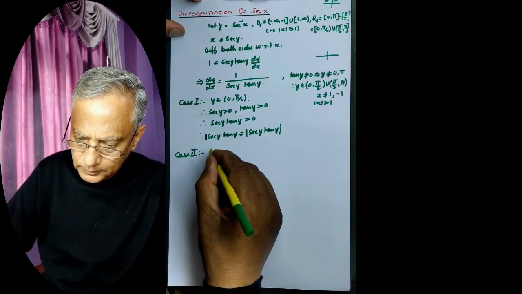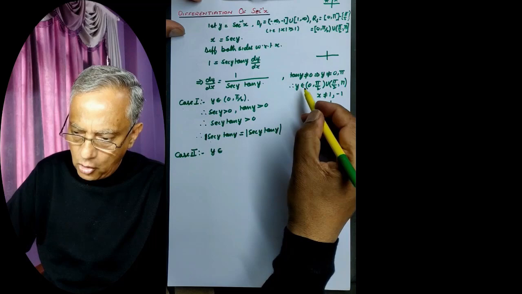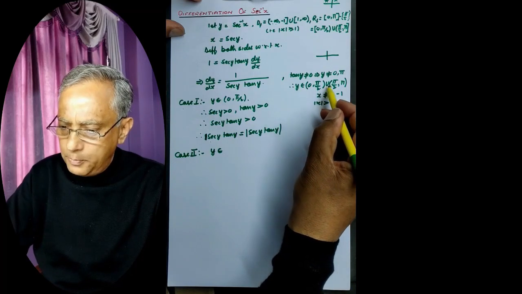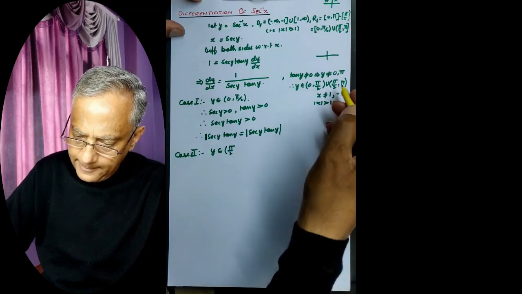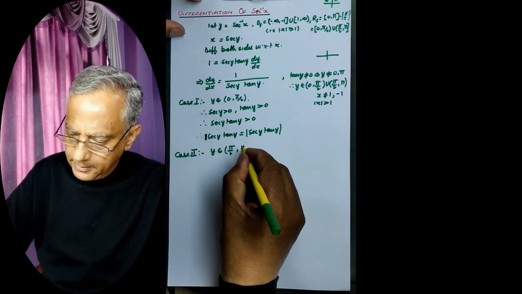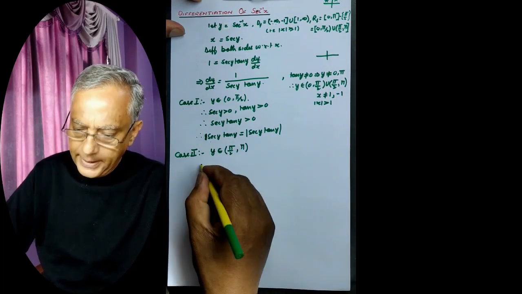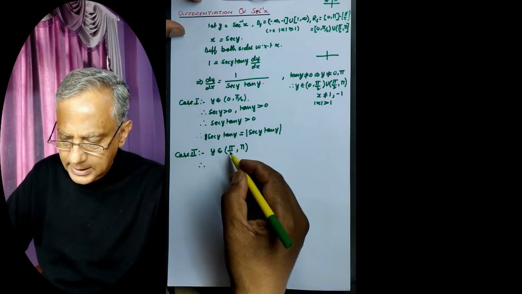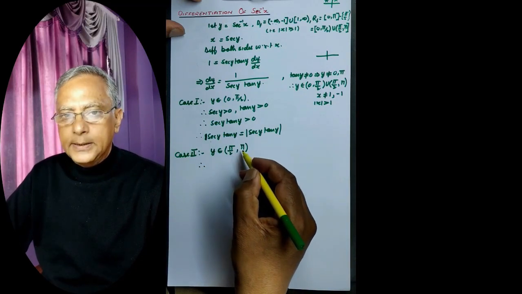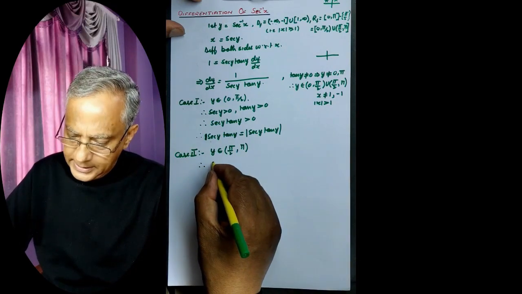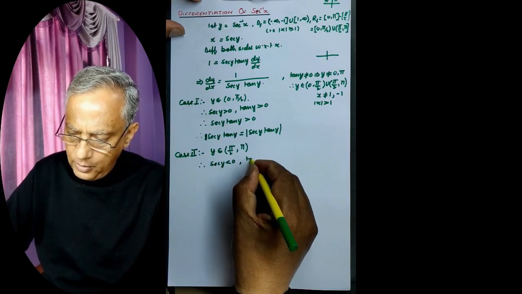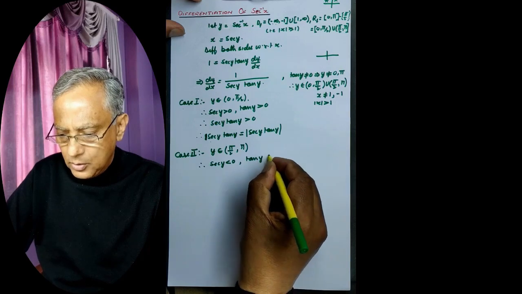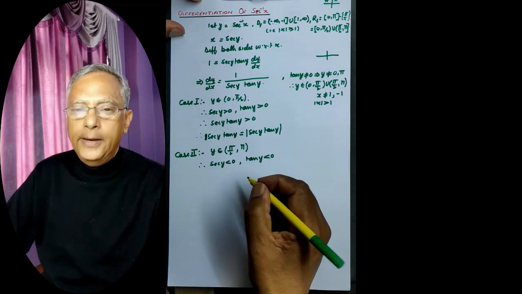2, y belongs to 0 to pi by 2 union pi by 2 to pi. Now y belongs to this interval, pi by 2 to pi. So which quadrant is this? This is the second quadrant. In the second quadrant, secant y is negative and tangent y is also negative.